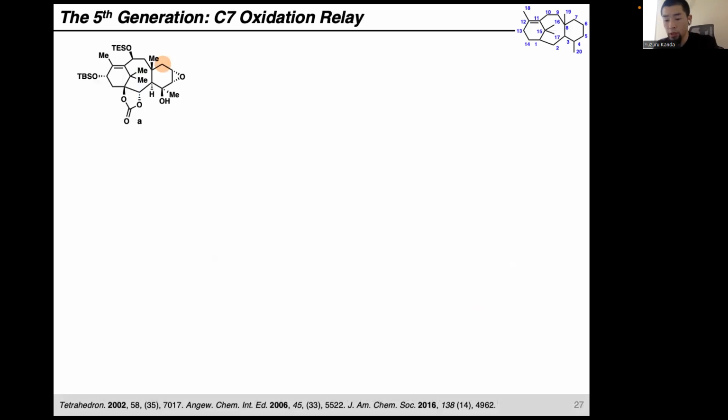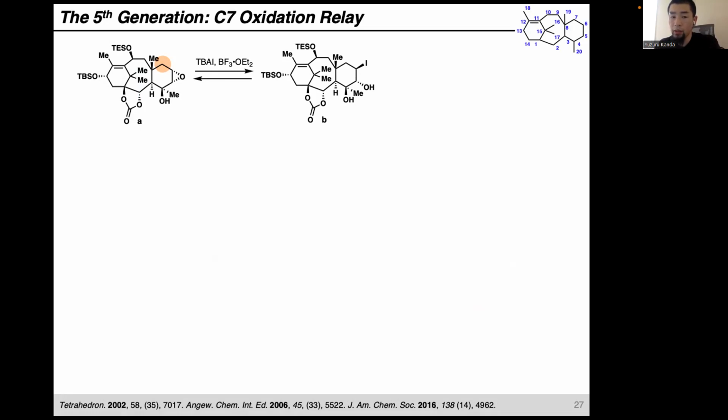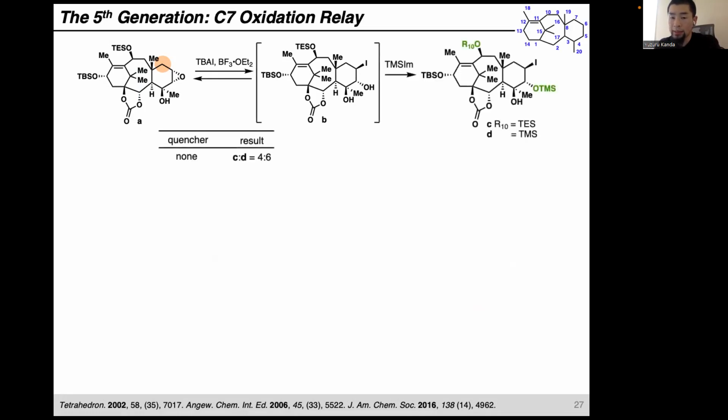So therefore, the oxidation relay was adopted to circumvent those issues. This epoxide A was subjected to TBAI and BF3 etherate to give this iodohydrin B. As you can imagine, this is very unstable and it could go back to the corresponding epoxide A. So it has to be protected in situ under really mild conditions. So we use the TMS imidazole to convert it to protected alcohol, compound C.